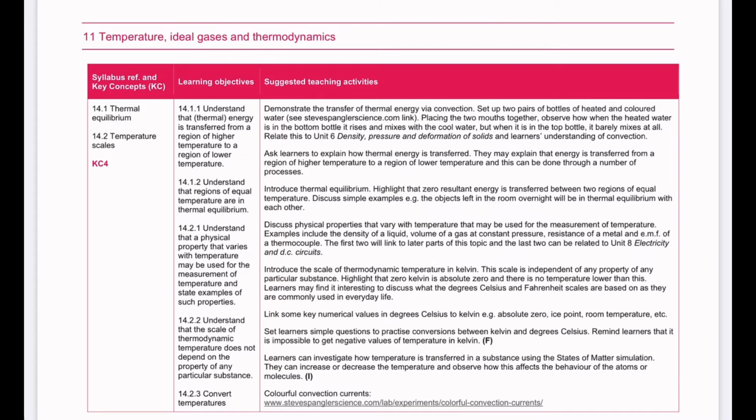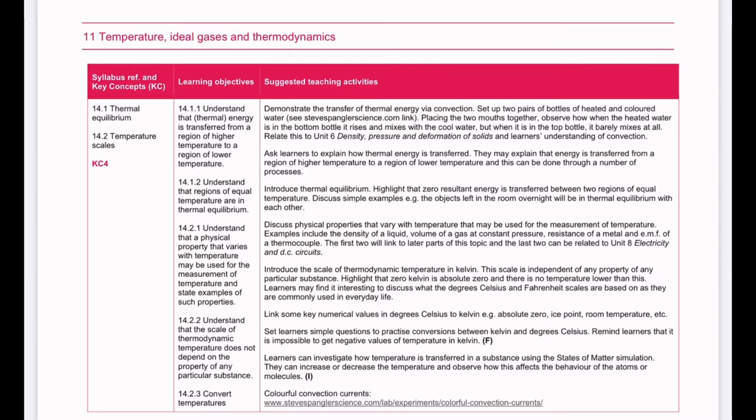Key concept. 14.2 Temperature scales. Learning objectives. 14.2.1 Understand that a physical property that varies with temperature may be used for the measurement of temperature and state examples of such properties. 14.2.2 Understand that the scale of thermodynamic temperature does not depend on the property of any particular substance.